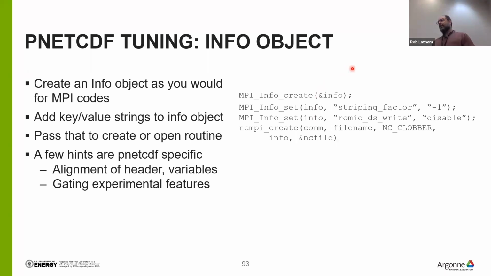We also use these info objects to help direct some experimental features. So, for example, there are some students working on burst buffering or logging of data, and those tuning parameters can help experiment with that while the researchers nail down those features before they're rolled into the real final library.